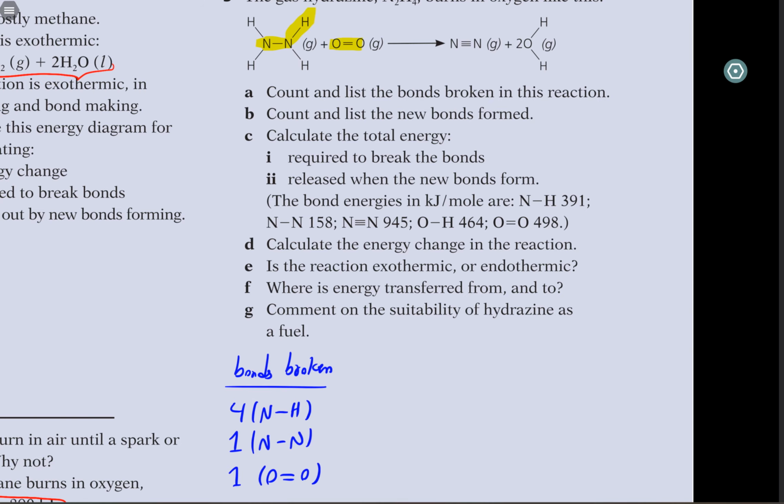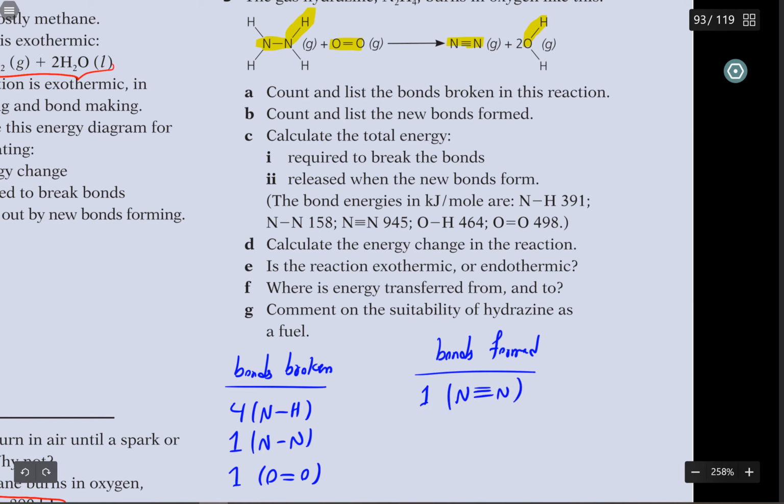Part B, count and list the new bonds formed. The new bonds which are formed are nitrogen triple bond nitrogen and O-H bonds. For each water molecule we have 2 O-H bonds, we have 2 water molecules, so totally 4 O-H bonds are being formed. I list the bonds which are formed here. Bonds formed: I have 1 nitrogen triple bond nitrogen, and 4 O-H bonds.